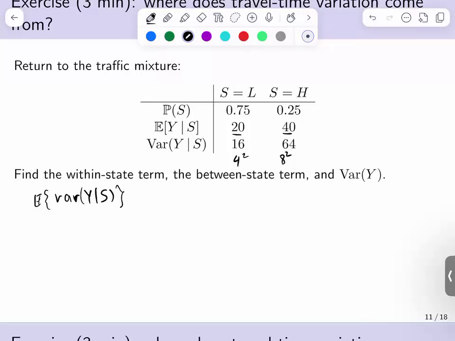Both of these are random variables. You can see they take different values under different states, with different probabilities, right? So this takes values 16 and 64, which should be easy, with probabilities 0.75 and 0.25. So that should be the expectation. It's just a binary variable that takes these two values with those probabilities. So that shouldn't be difficult.